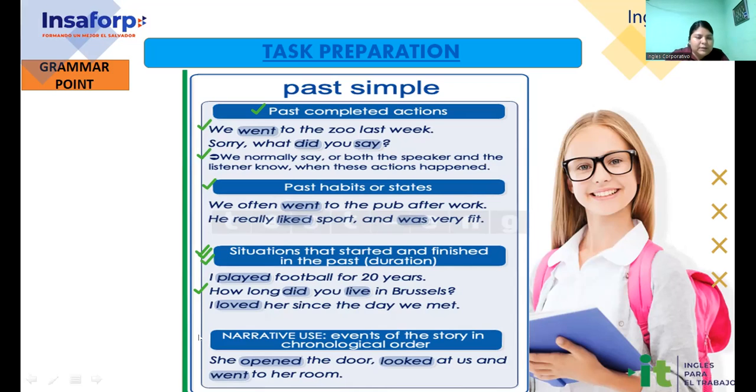And we also have another usage. Can you help us with that one, please, Julio? Narrative use: events of a story in chronological order. She opened the door, looked at us, and went to her room. So here you have another usage, where you describe a story or events that happened in chronological order. She started the class, taught us the class, and we practiced, right? So we have a chronological order of the events. These are some of the usages you have with the simple past tense.